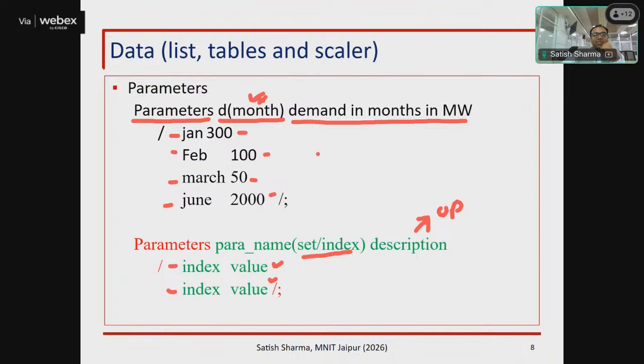So basically we can say D is equal to, like from MATLAB I can say, 100, 50 and 2000. So D has these values. And the first value represents January, the second is Feb, the third is March and the fourth is June. So this is how we define our parameters.